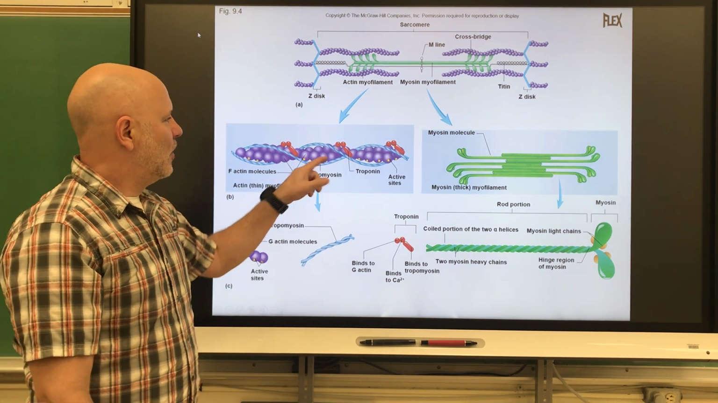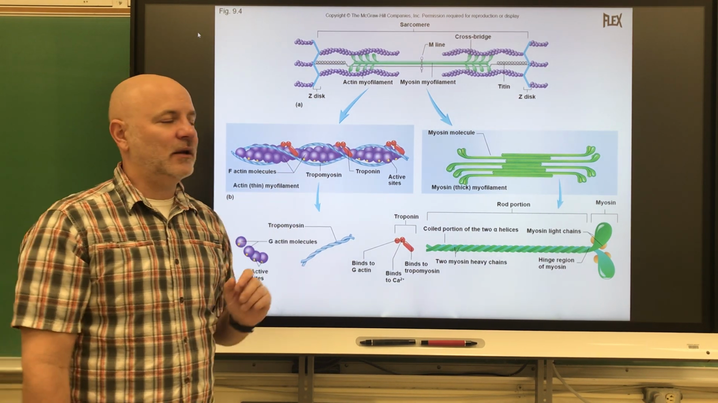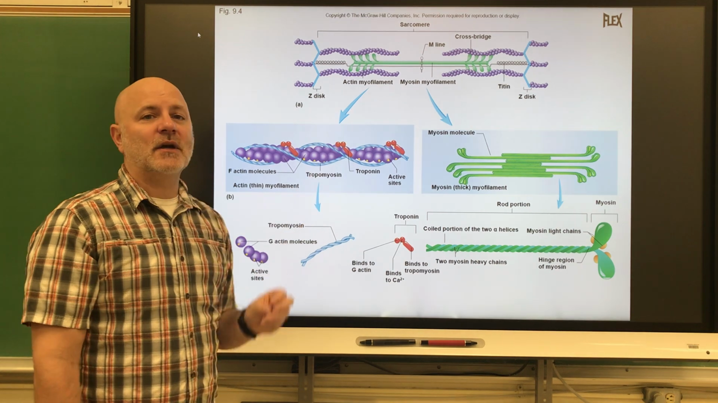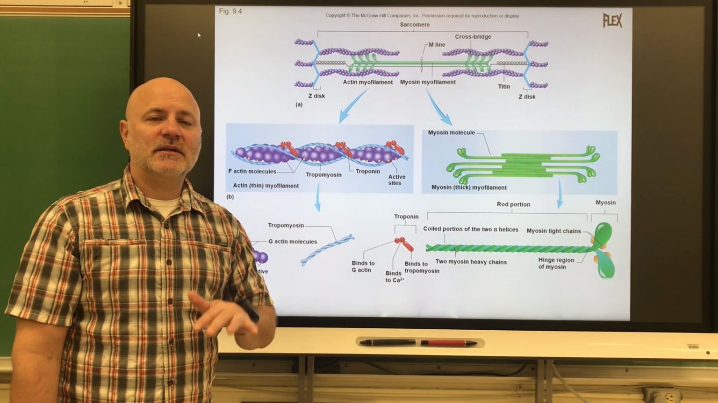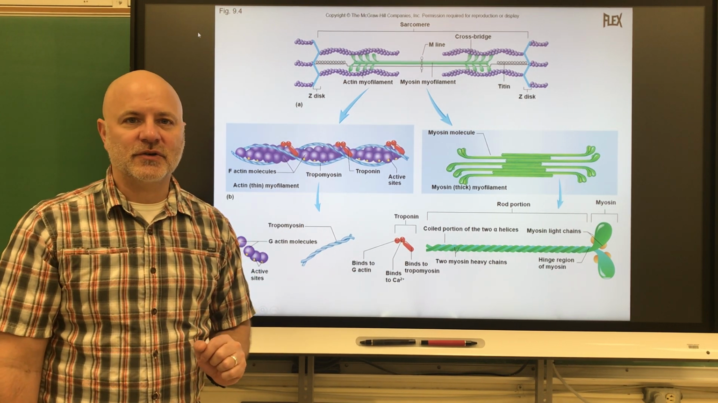Now, one thing about troponin, which we're going to talk about a little bit later as well, is that troponin is going to bind to calcium ions. Once again, it's going to be very important when we talk about muscular contraction.